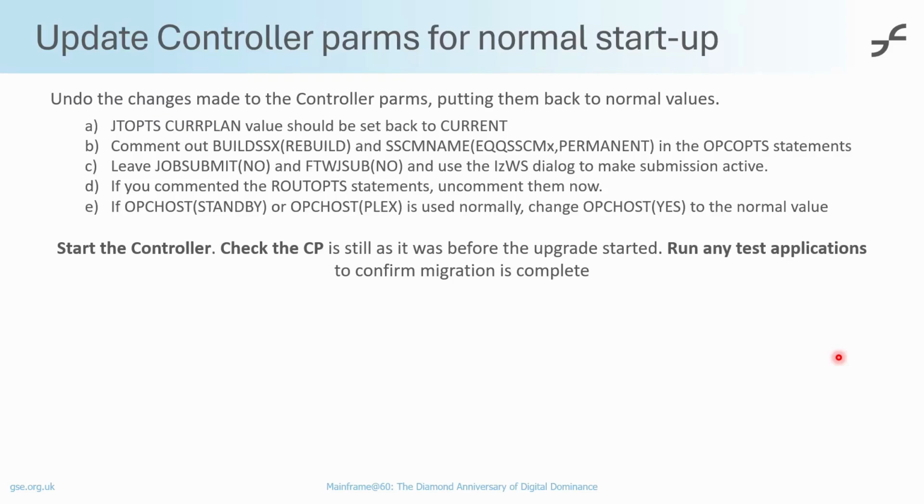After you start the controller, remember to go back and change job submit and ftwjsub parameters back to yes. So at the subsequent restart, in any future restart, they will be set back to yes. This is done just for this first normal startup to prevent jobs from running immediately. Okay, so your controller is now running the new version.